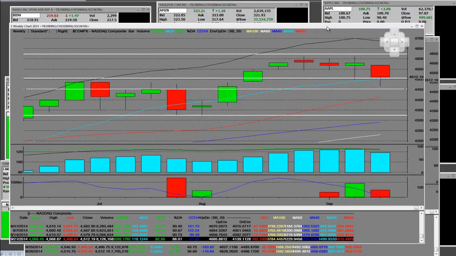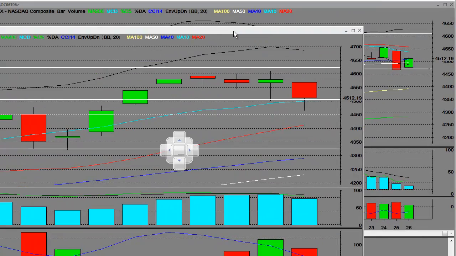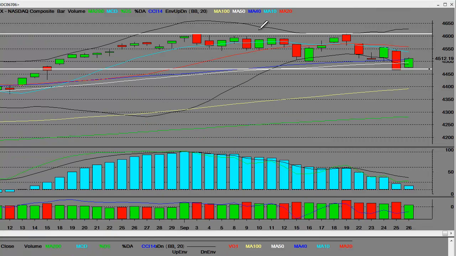Good afternoon. Today we're going to be showing you a daily on the Nasdaq, and we're going to be showing you this weekly one right here. But most importantly, we're going to start with this daily composite, as far as the Nasdaq composite. The Nasdaq composite has been one of the best rallies that we have seen year to date in history.